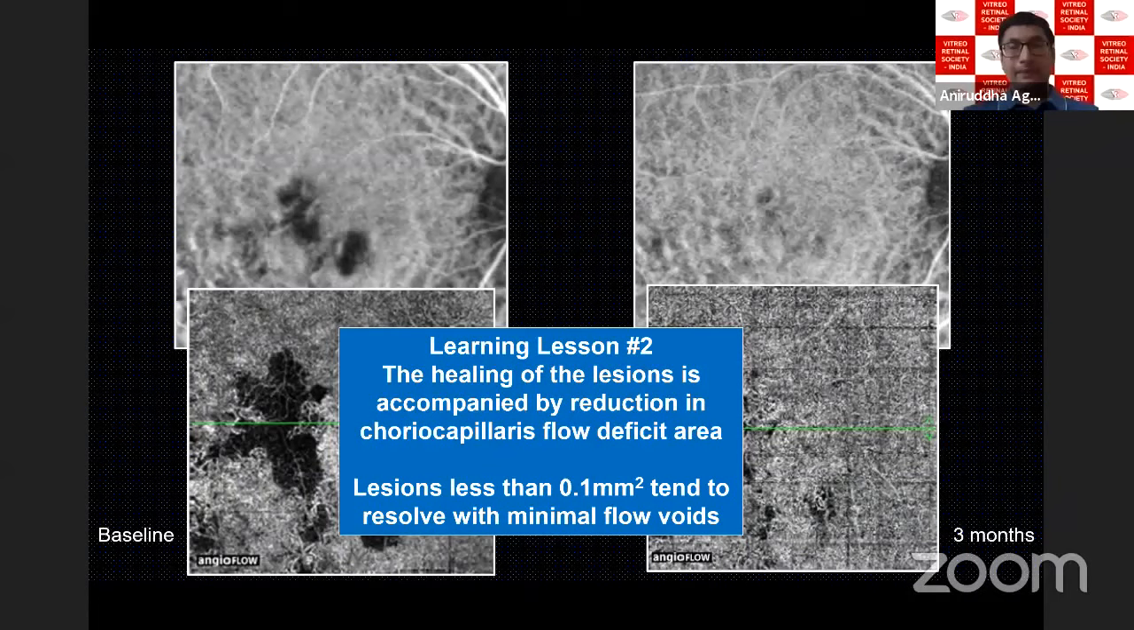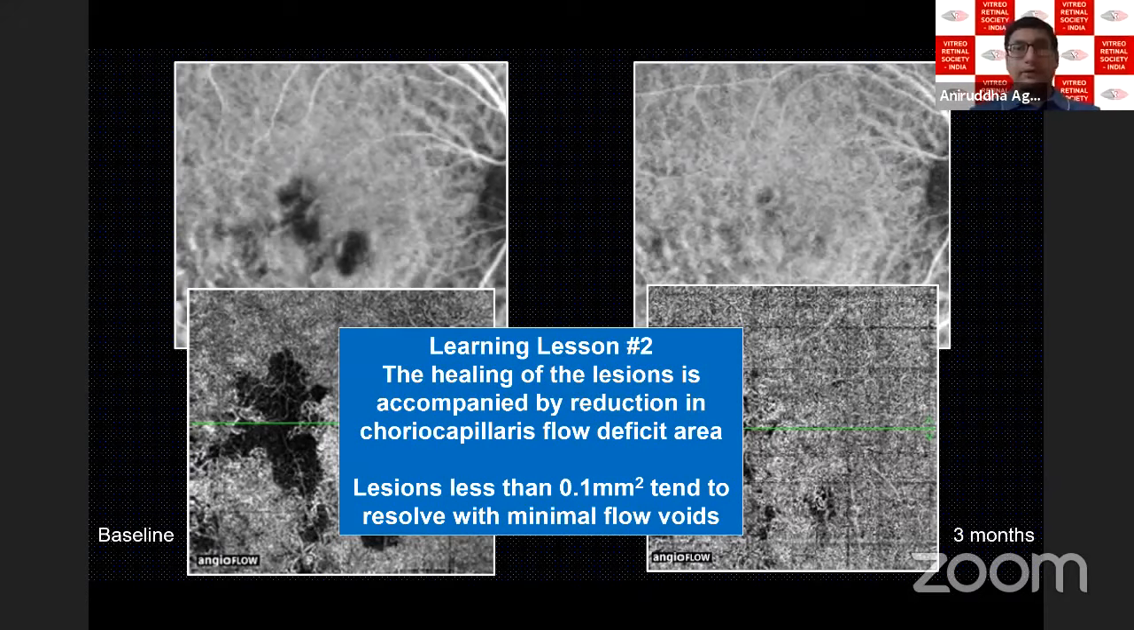Now, we have also seen in this paper, which is under review right now in Retina, that lesions which are less than 0.1 millimeter square tend to resolve with minimum flow voids. What do I mean by that? As you can see here, this patient has progressively shown you a very good healing pattern on the OCT angio. But that's not always the case, especially if you have large lesions.